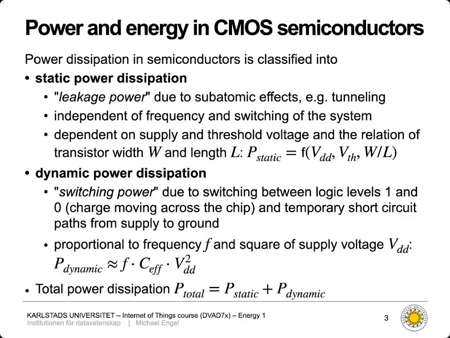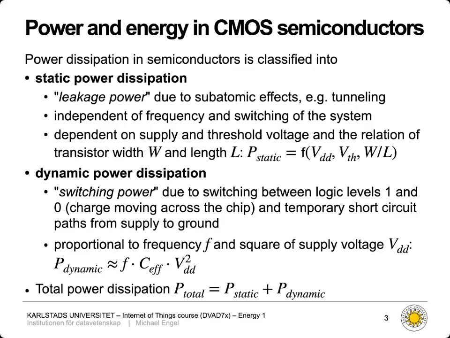One part is what we call the static power dissipation or leakage power due to subatomic effects, for example, the tunneling of electrons in areas of the semiconductor where an electron shouldn't actually occur. This is a subatomic effect that is more and more prevalent with lower sizes of semiconductor structures. So we're always continuously trying to lower the sizes of semiconductor structures to put more transistors on a chip. And the smaller our transistors become, the higher these effects of static power dissipation are going to be.